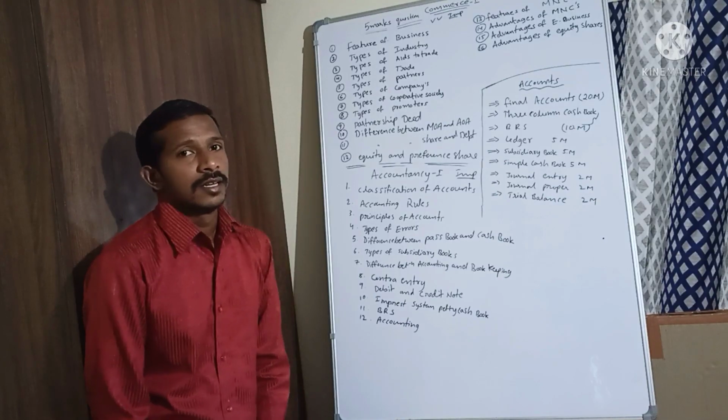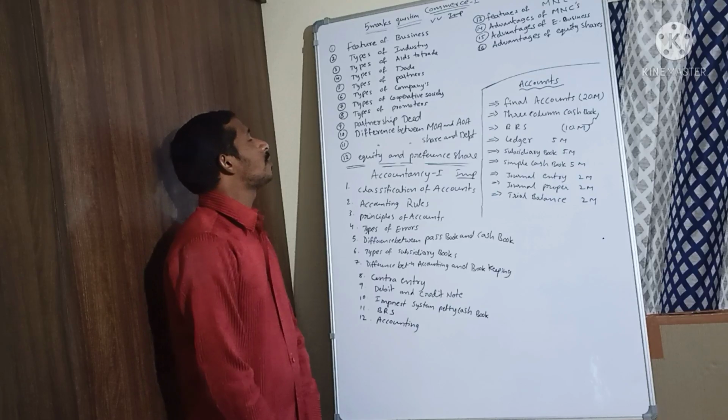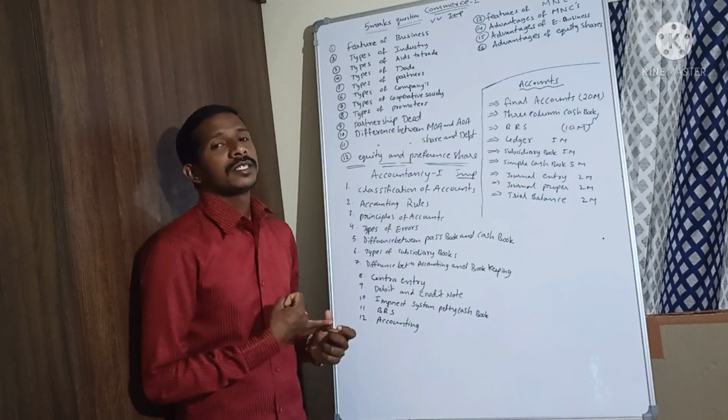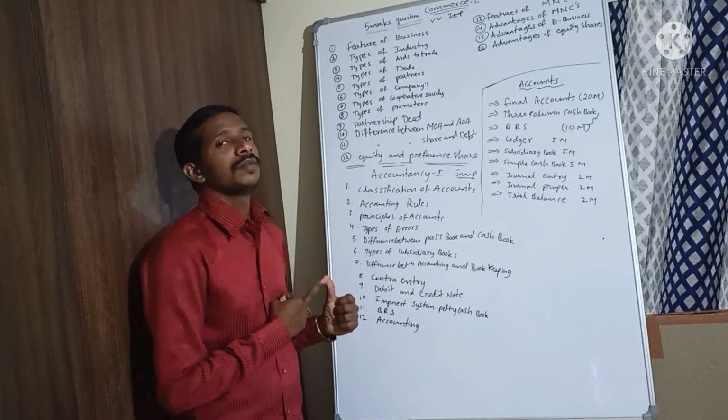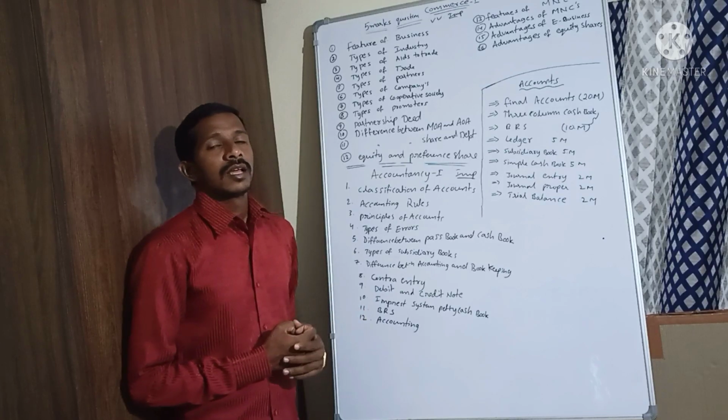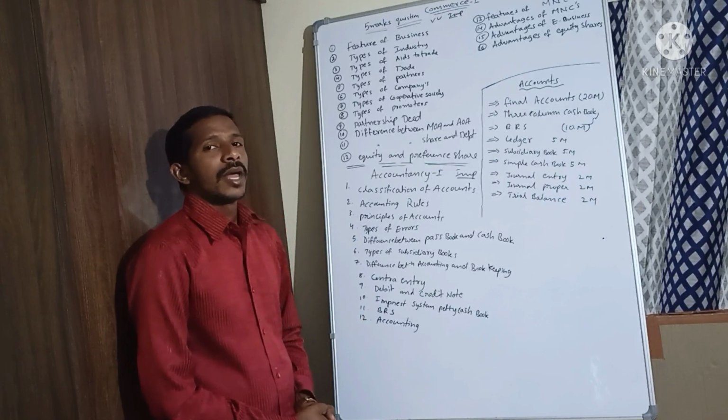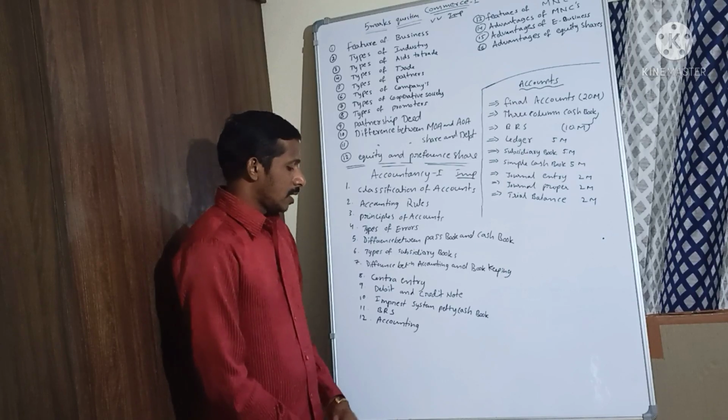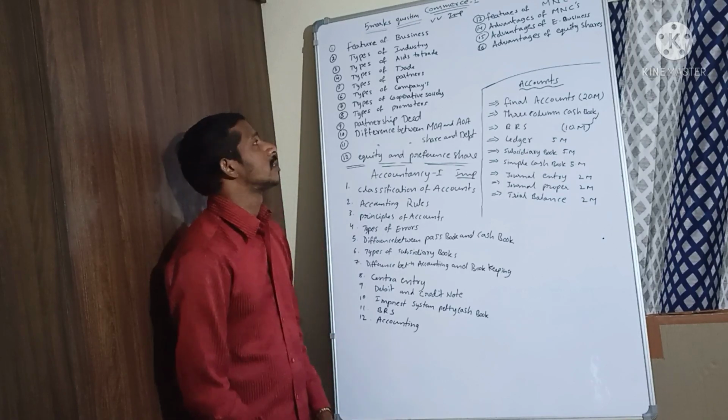Types of industry. There are different types of industries: primary industry, genetic industry, extractive industry, constructive industry, manufacturing industry, service industry. These are the different types of industries.